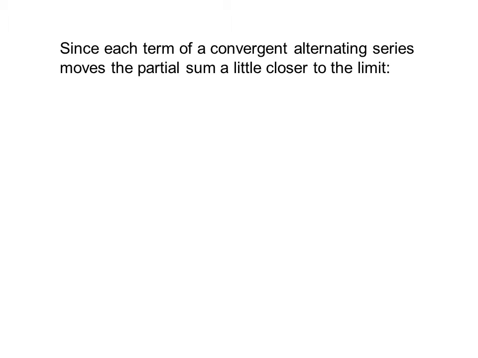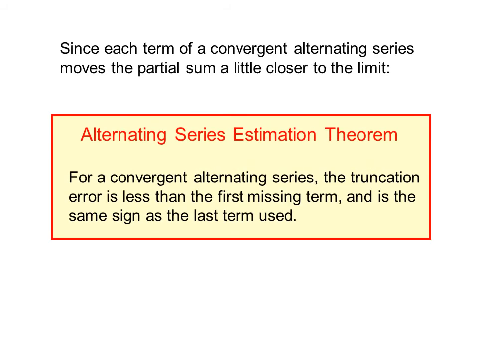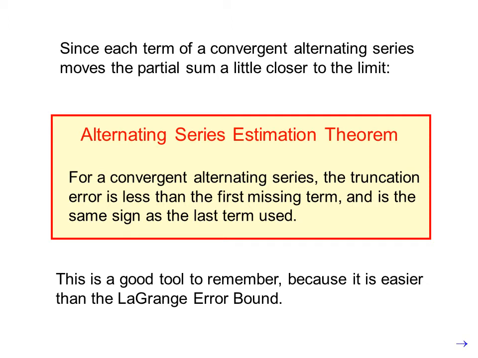Since each term of a convergent alternating series moves the partial sum a little closer to the limit, the alternating series estimation theorem tells us that for a convergent alternating series, the truncation error is less than the first missing term and is the same sign as the last term used. This is a good tool to remember because it is easier than the Lagrange error bound.